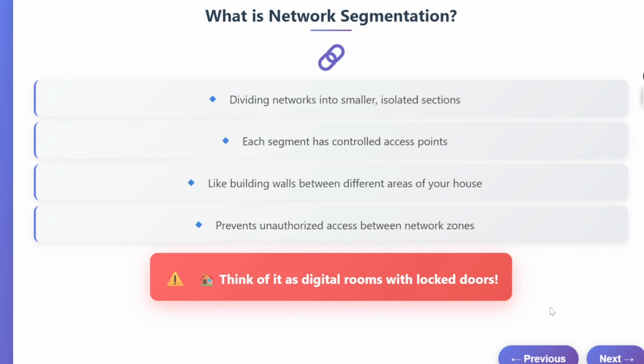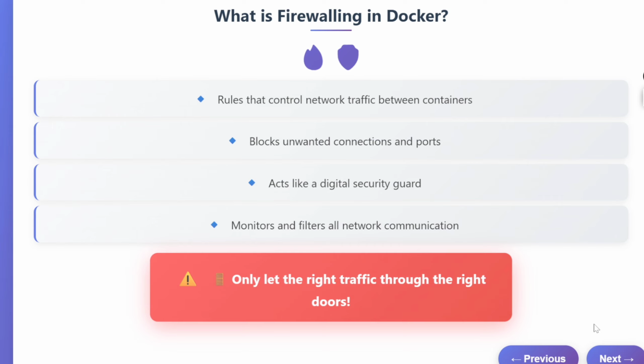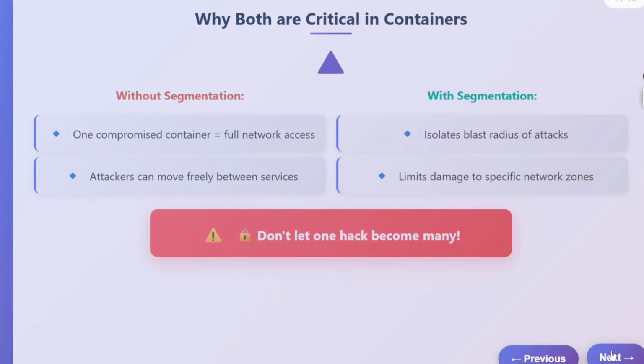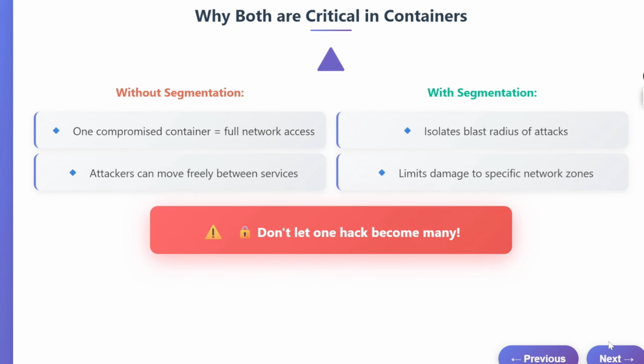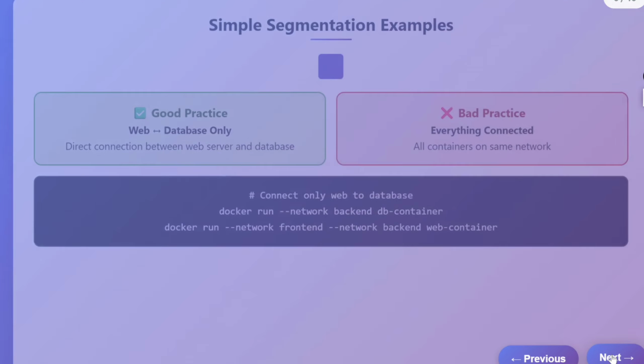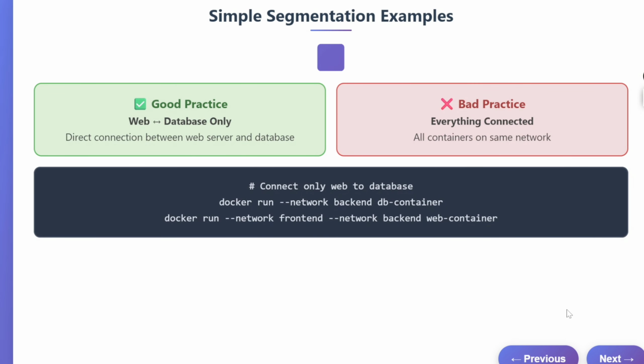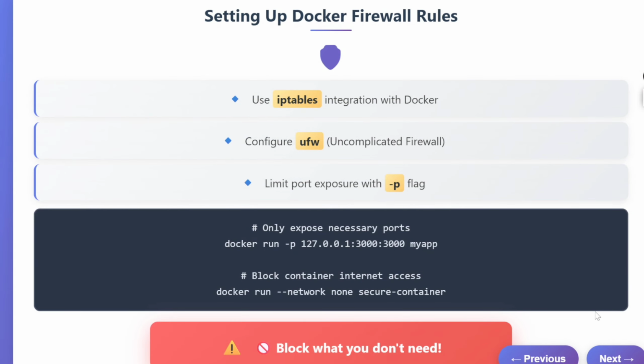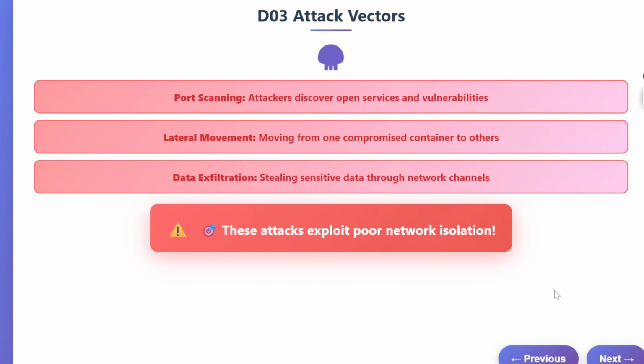Here, we are going to see what exactly network segmentation is, what firewalling is in Docker, why both are very critical, and how we need to group with a Docker network. We will look at simple network segmentation examples, good practice as well as bad practice, and how to set up Docker firewall rules with demonstrating commands, and what the attack surface for D03 is.